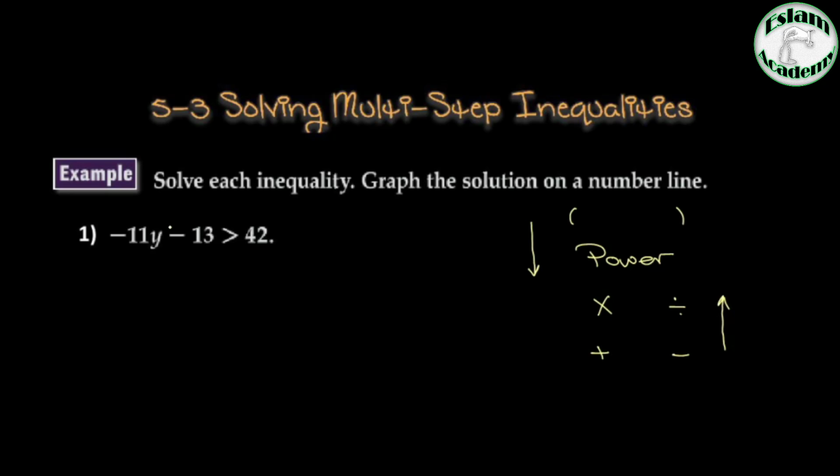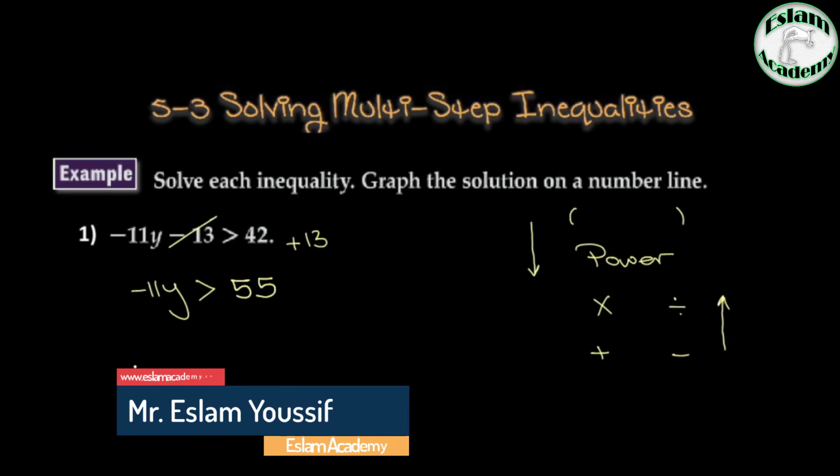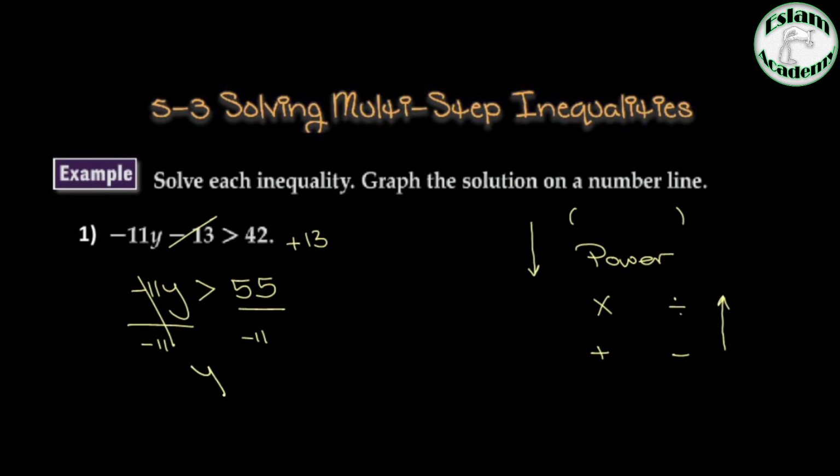So for the first one, negative 11y minus 13 is more than 42. Because we have negative 13, we'll add 13. So negative 11y is more than 42 plus 13, which equals 55. Now we have negative 11y, so divide by negative 11. Because you divide by a negative, you have to change the sign of the inequality. 55 divided by negative 11 equals negative 5. And that is the solution of the inequality.